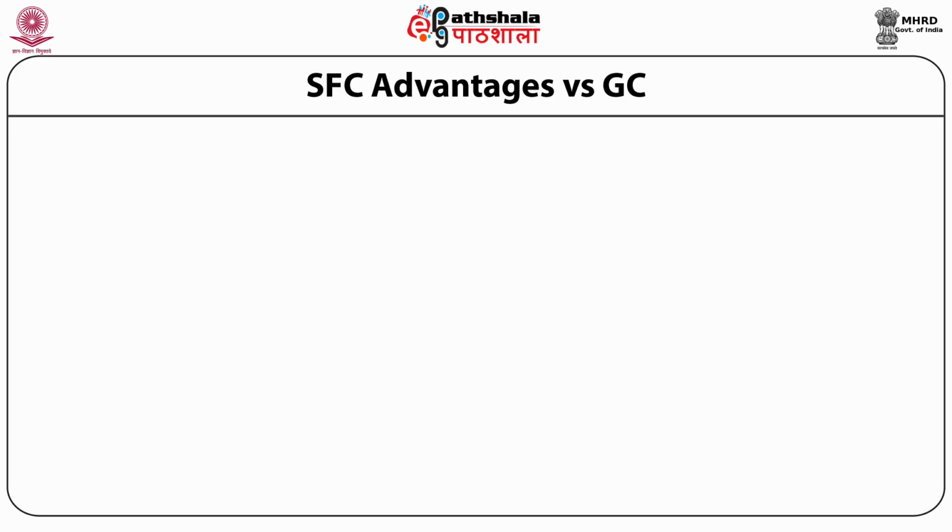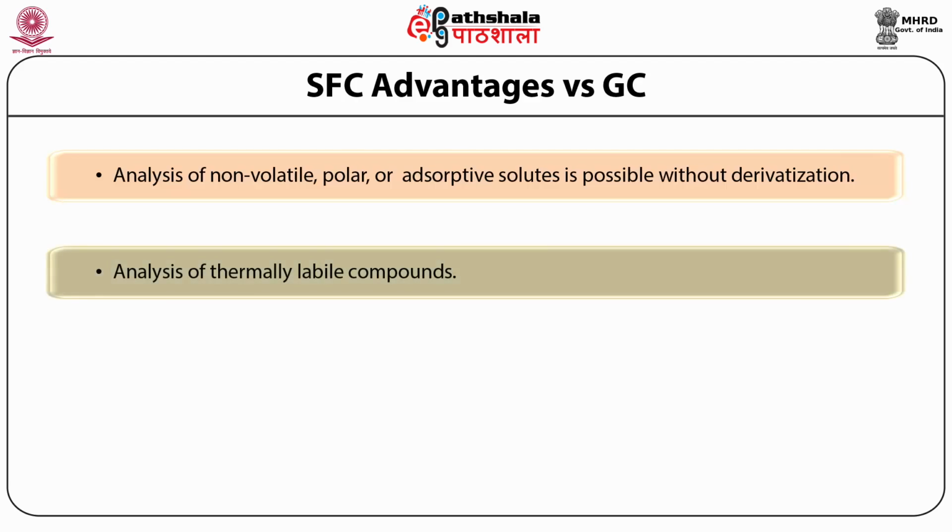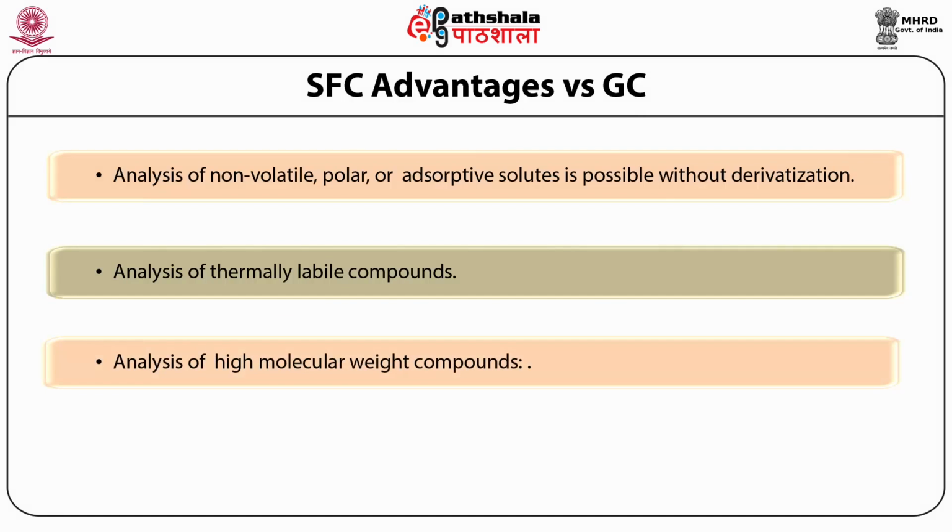Advantages of supercritical fluid chromatography over gas chromatography. Analysis of non-volatile, polar or adsorptive solutes is possible in SFC without derivatization. Analysis of thermally labile compounds is also possible here, but in GC it is not possible. Low density of mobile phase in gas chromatography limits the molecular weight of compounds that can be analyzed by GC. SFC can be employed for analysis of high molecular weight compounds.